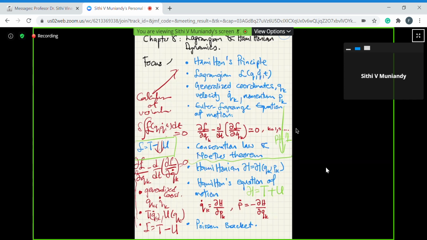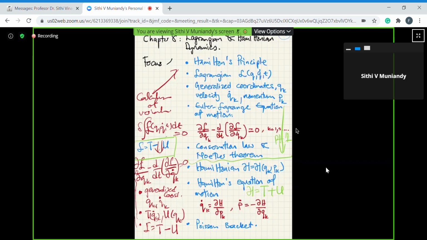So in Hamiltonian mechanics, just like the Lagrangian equation, you need to find the equation of motion based on the Hamiltonian. These are two canonical equations, with q dot and p dot.